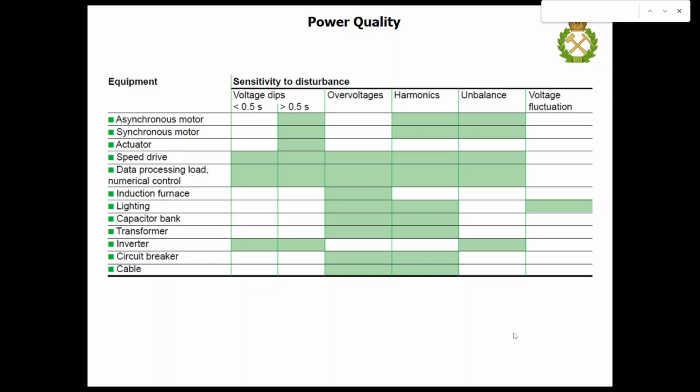Here you may see some summary table which reflects the sensitivity to disturbance of each type of equipment: asynchronous motor, synchronous motor, actuator, speed drive, and so on. Here you may see the main power quality indicators, for example, voltage dips of different duration, over voltages, harmonics, unbalanced conditions, and voltage fluctuations. And here you may see the information about which type of equipment are sensible or not sensible to some kind of disturbance.